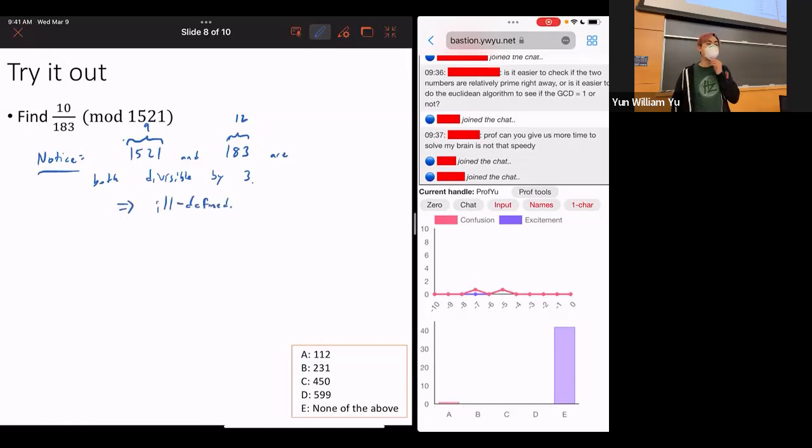And if you wanted to, you could also use the Euclidean algorithm. But the Euclidean algorithm on this one is actually kind of painful. It's 1, 2, 3, 4, 5, 6 steps. But in this particular case, if you did recognize that both of the numbers are divisible by 3, then you wouldn't need to, because you already know it's not relatively prime. Any questions about that before we move on?